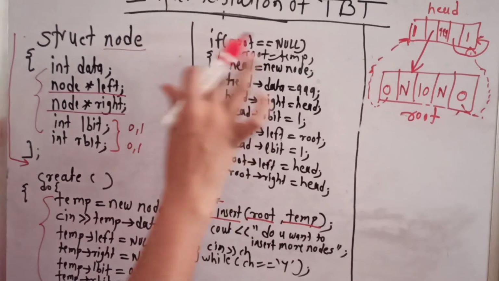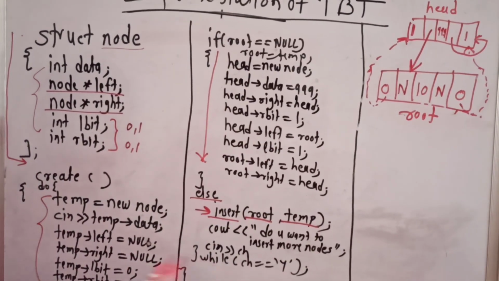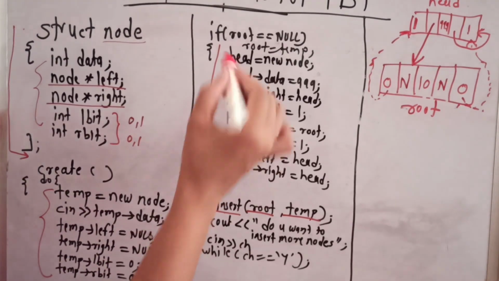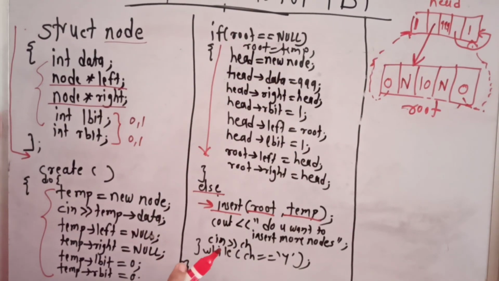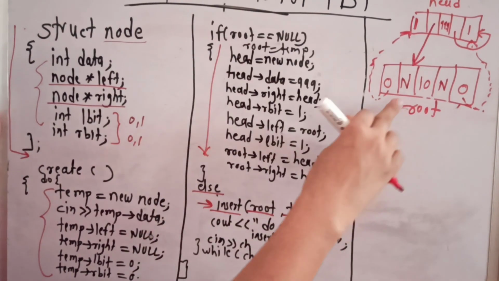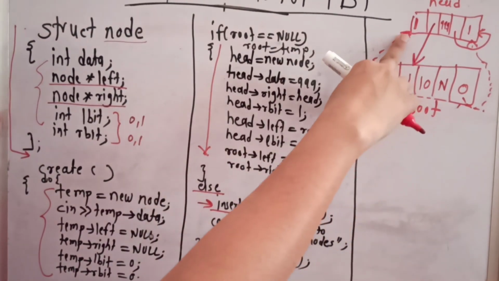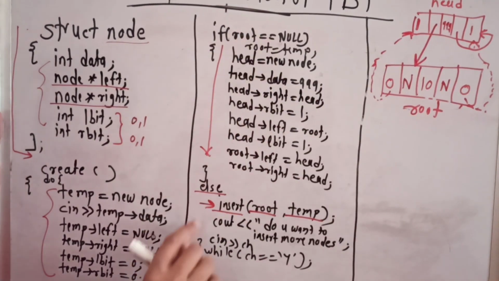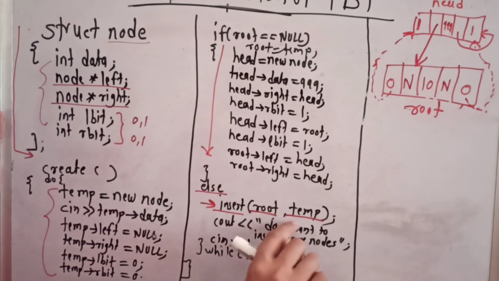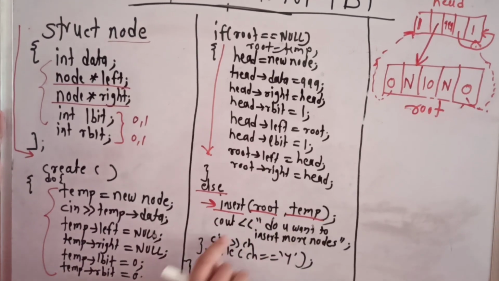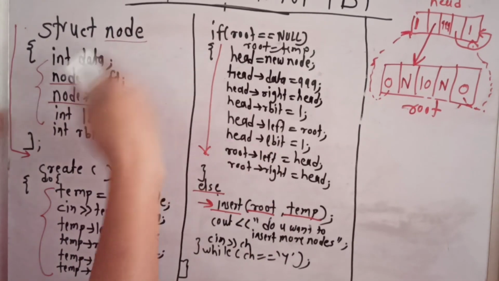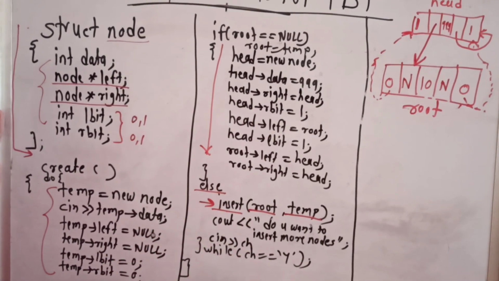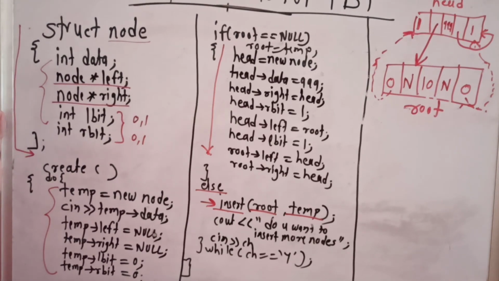So in the create function, I am writing only the code related with the creation of the node, checking whether the tree is initially empty or not. If the tree is empty, mark this temporary node as the root node, create one head node and set the links between the head and the root. That we have done here. And inside the else part, we always give a call to the insert function if we want to add more nodes into the tree. So this is the overall code related with the create function. And now we will see the code for the insert function.